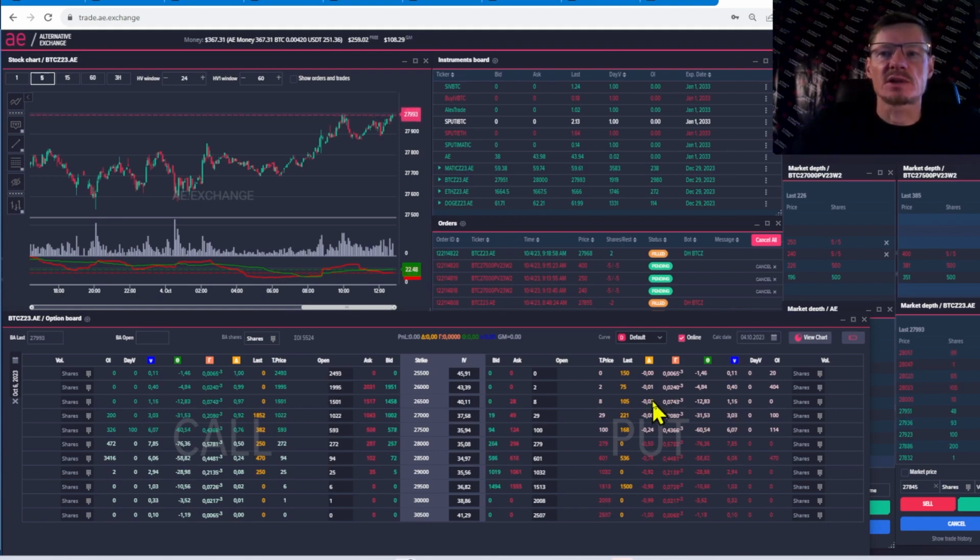Meaning the probability that the option is expiring in the money is 50%. And with options deep out of the money, we see delta that tends to 0. For example, a put option at strike 25,500 has a delta of 0.